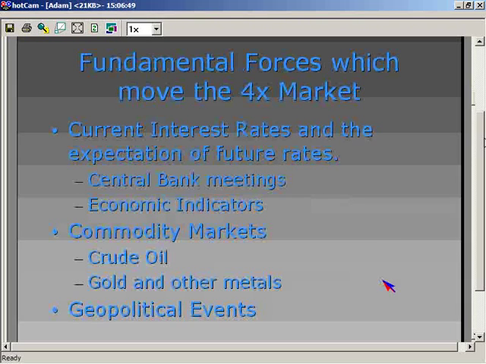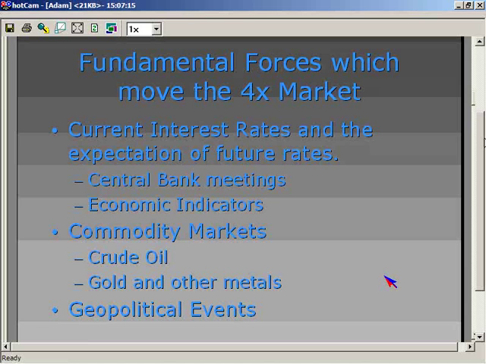Moving on down. Fundamental forces which move the foreign exchange market. Well, the number one driver of the foreign exchange market is the anticipation, the expectation of higher or lower rates in the near-term future. We expect the Bank of England to cut rates, we see the British pound sell off. We expect the Federal Reserve in the U.S. to one day raise rates, we'll see the U.S. dollar appreciate. Now, it's always the expectation of future rates.